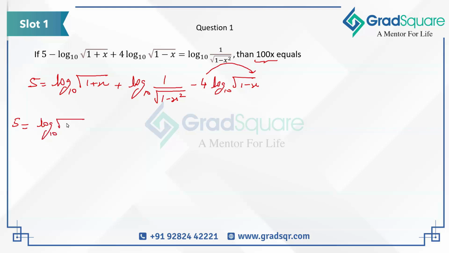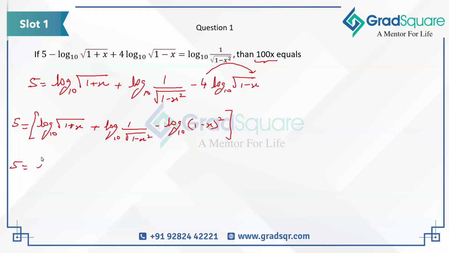Log base 10 root over of 1 plus x plus of log 1 by root over of 1 minus x square, and this will become minus of log base 10 1 minus of x whole square of this. Why? Because root over of 1 minus x will have a power of 1 by 2 and multiplied by 4 will make it a square over here. So this is what we get.